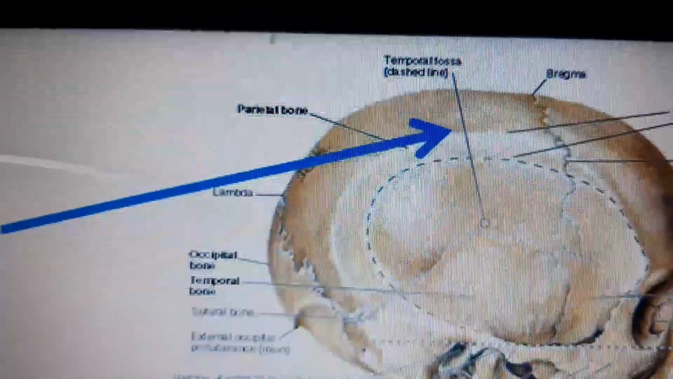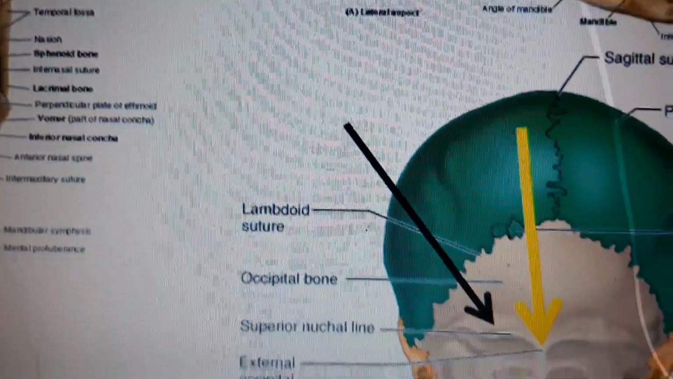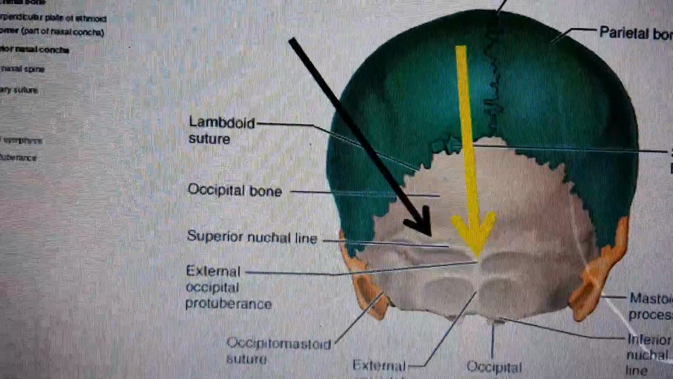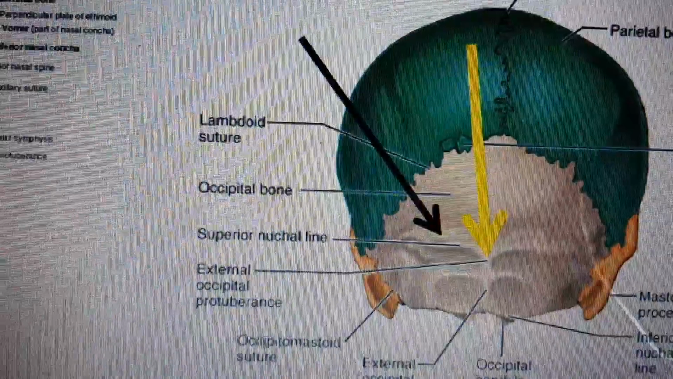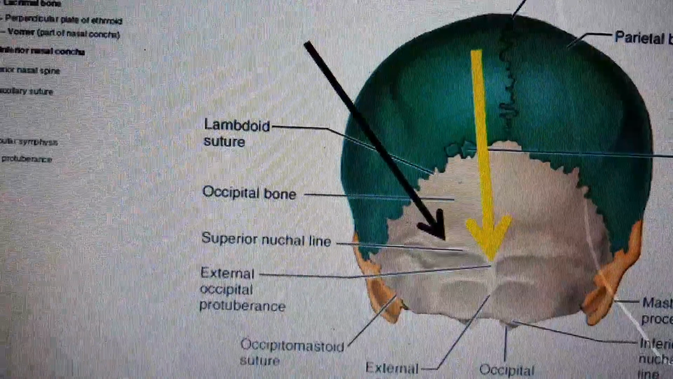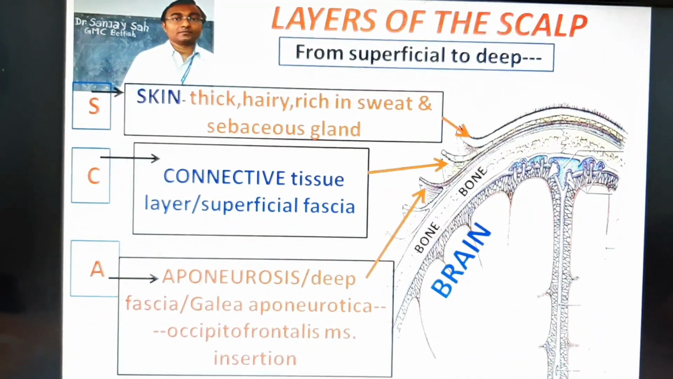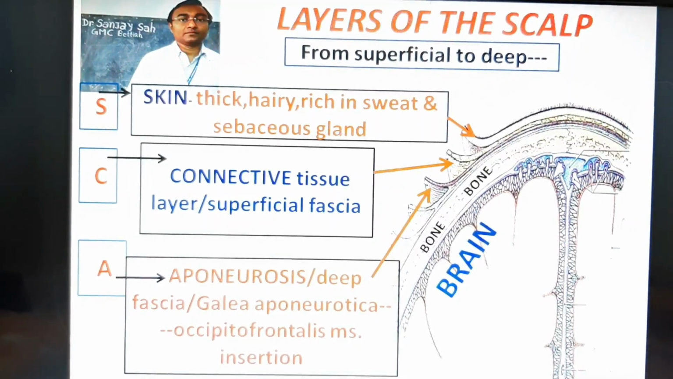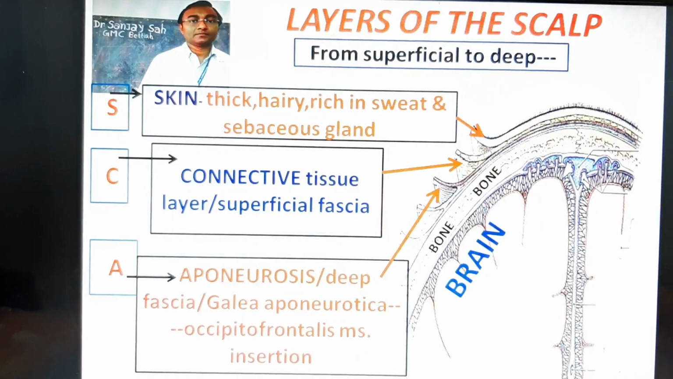Now you can see the superior temporal line marked by the blue arrow, the external occipital protuberance marked by the yellow arrow, and the superior nuchal line marked by the black arrow. Next point is layers of the scalp. There are 5 layers of the scalp from superficial to deep.